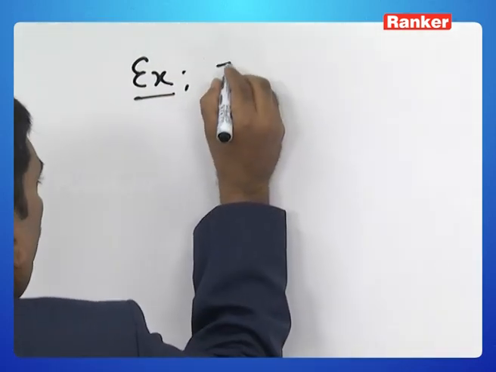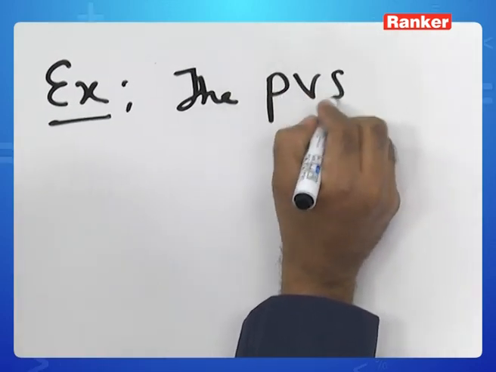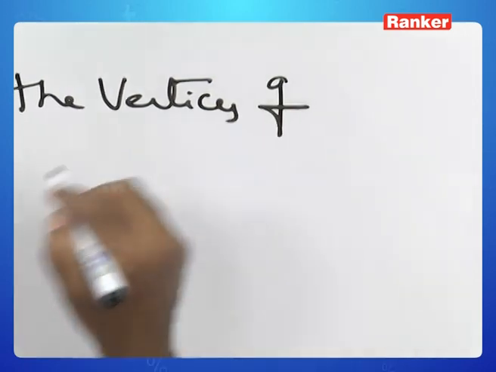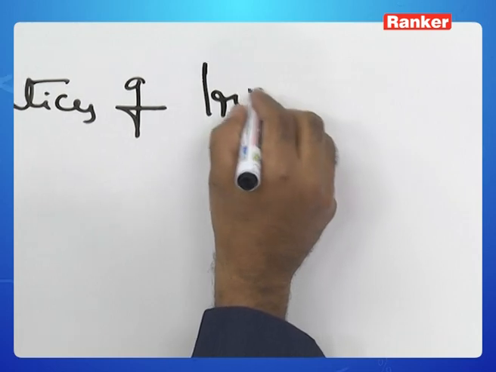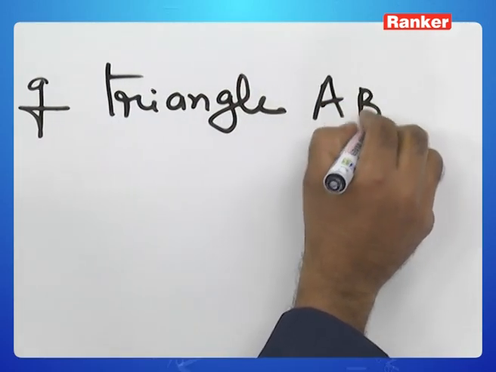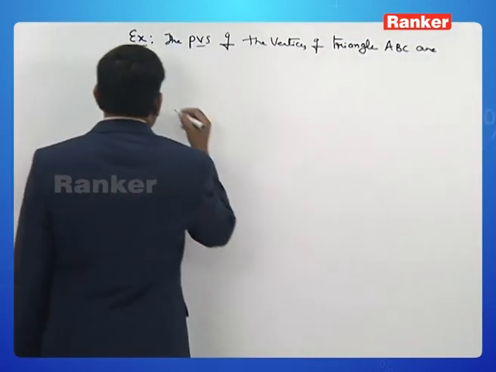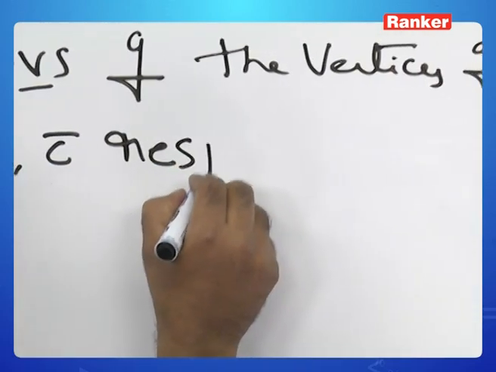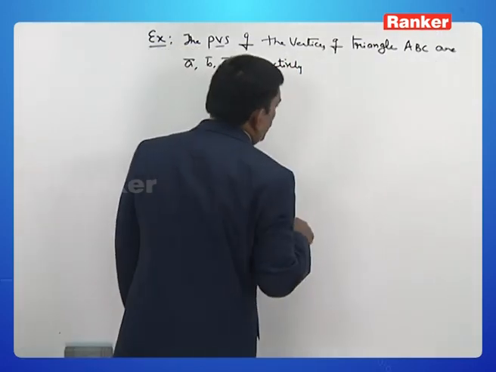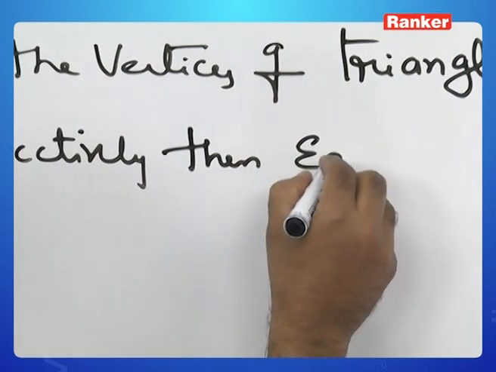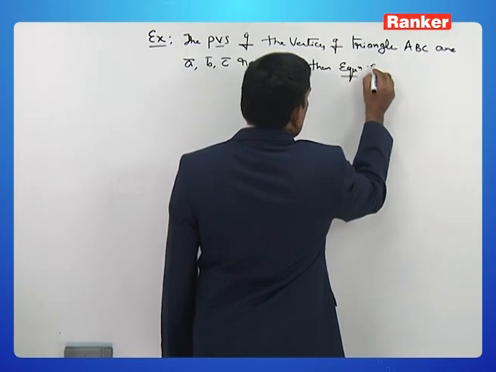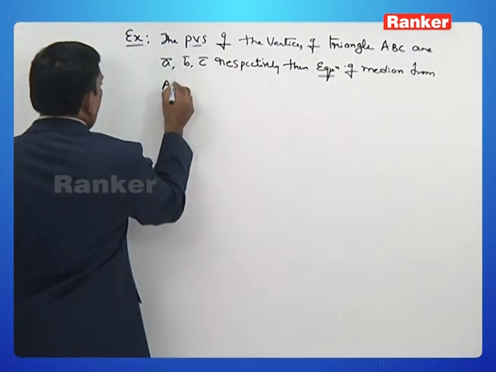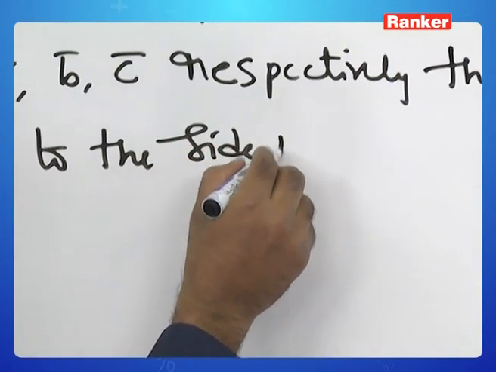Let the position vectors of the vertices of triangle ABC be A bar, B bar, C bar respectively, then find the equation of median from capital A to the side BC.